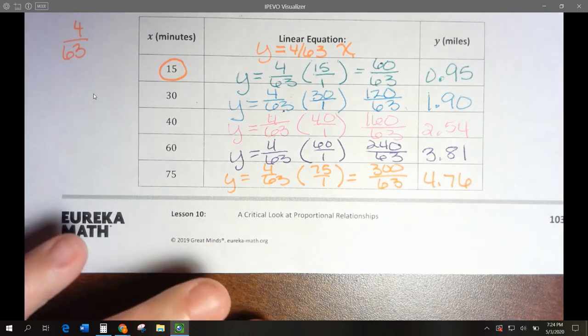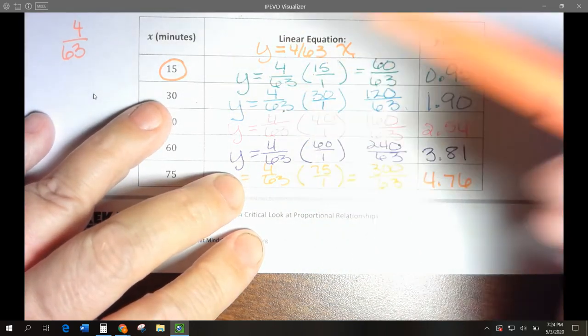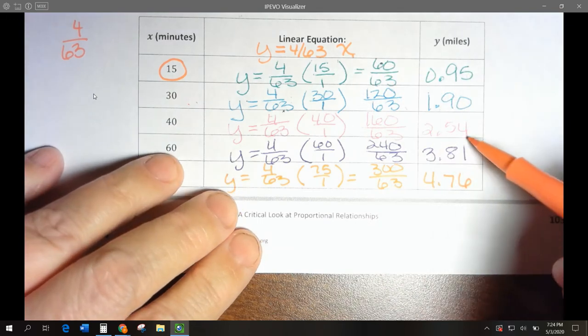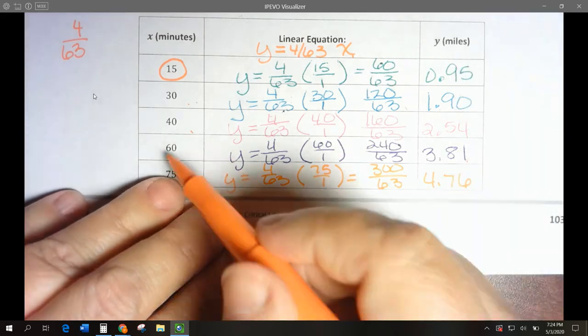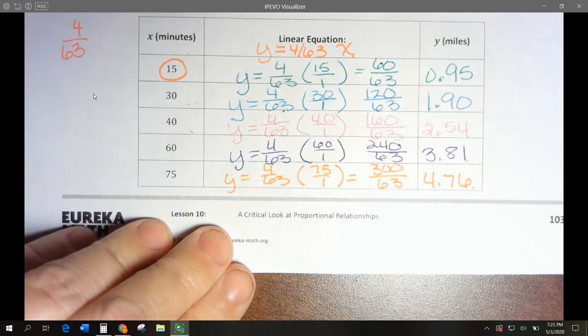So we know that he can go 0.95 miles in 15 minutes, 1.9 miles in 30 minutes, 2.54 miles in 40 minutes, 3.81 miles in 60 minutes, and 4.76 miles in 75 minutes.